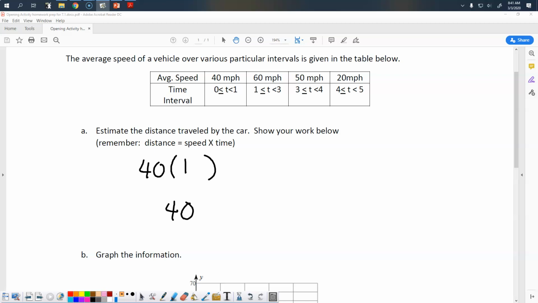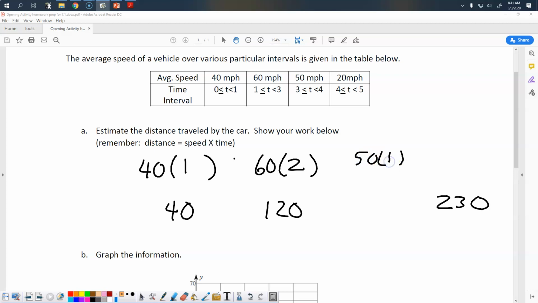Now what, Pearl? Oh, well, I got 230. The final answer is 230? And how did you get 230? So for 60 miles per hour, there's 2 spaces in between. Okay, so he was driving 60 miles per hour for 2 hours, right? Which is? Good. And then for 50, he was doing it for 1 hour. From 3 to 4 is 1 hour. And then 20 was also an hour, which I'm going to squish right here.